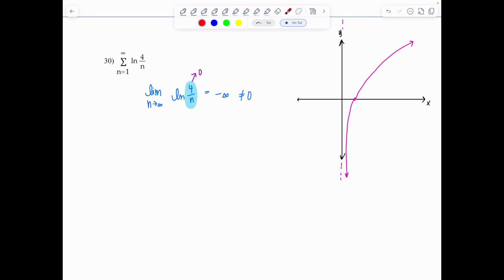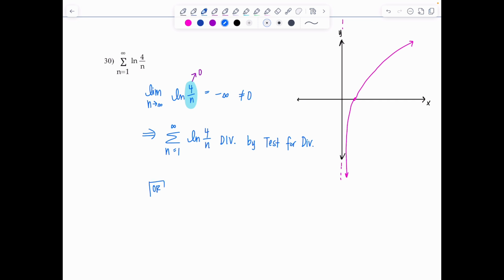Remember, test for divergence tells us if the terms don't go to 0, then the series diverges. So I can say quickly that means the sum n equals 1 to infinity, ln 4 over n diverges by test for divergence. If you don't like doing the limit this way, let me show you another way.